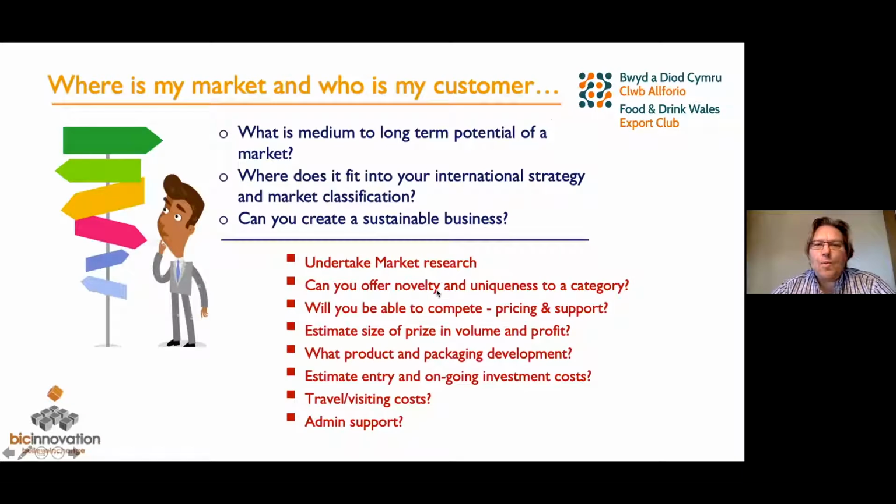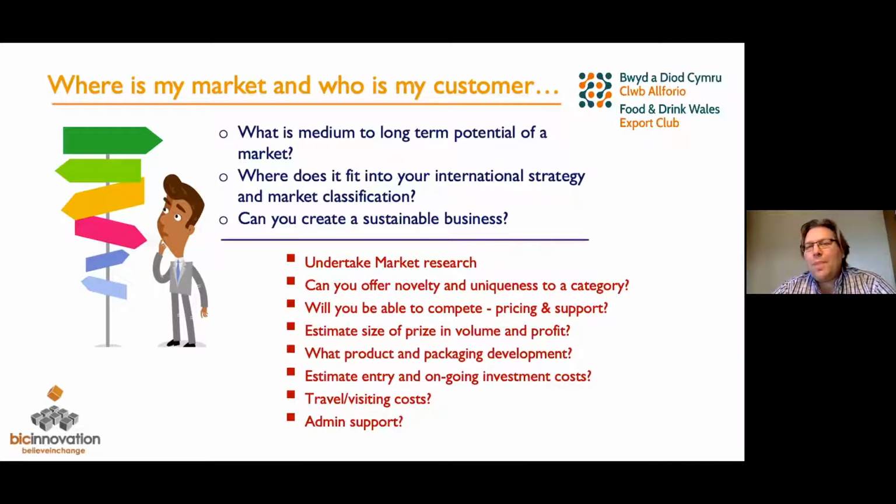So, where is my market and who is my customer? What you want to be looking for is the medium to long-term potential of a market, and where it fits into your international strategy and your market classification. Quite often there are markets out there that you can trade with quite nicely, where you don't have to do an awful lot. They could be markets like Iceland, Malta, where you don't even have to change packaging.